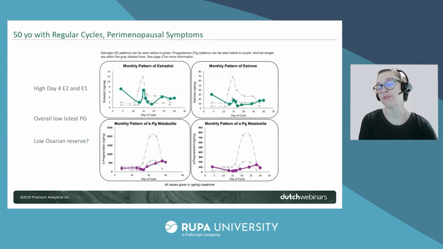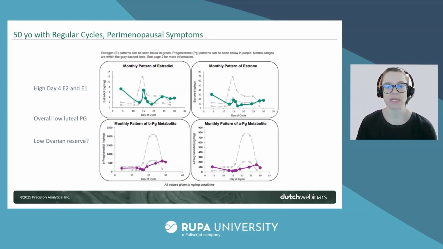In this case, we have a 50-year-old who has regular cycles, but she's complaining about a lot of perimenopausal symptoms. So here you can see, first off, there's some estrogen dominance. There's a lot more estrogen around compared to when we look at the progesterone. That beta pregnanediol in particular is barely getting into the luteal range towards the end of the cycle.